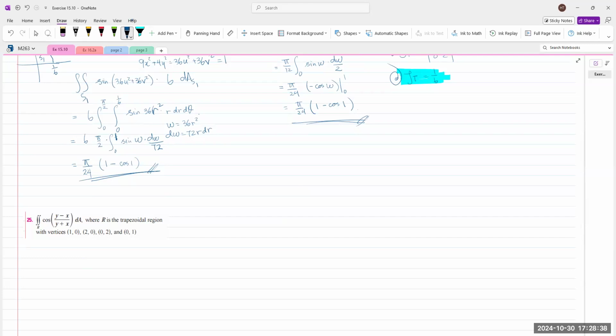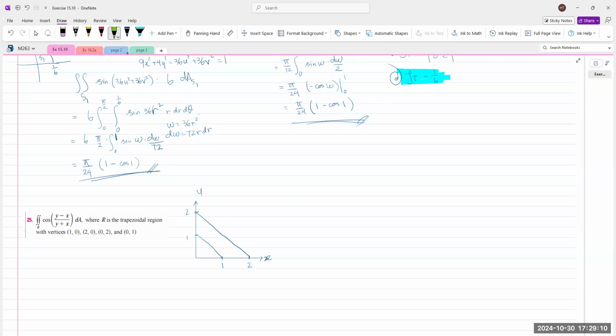Let's see. The good news is R is in the first quadrant, huh? So the R has corners 1, 0, 2, 0, 0, 2 and 0, 1. Oh, that's what it looks like. It looks like this. That's the trapezoidal region.